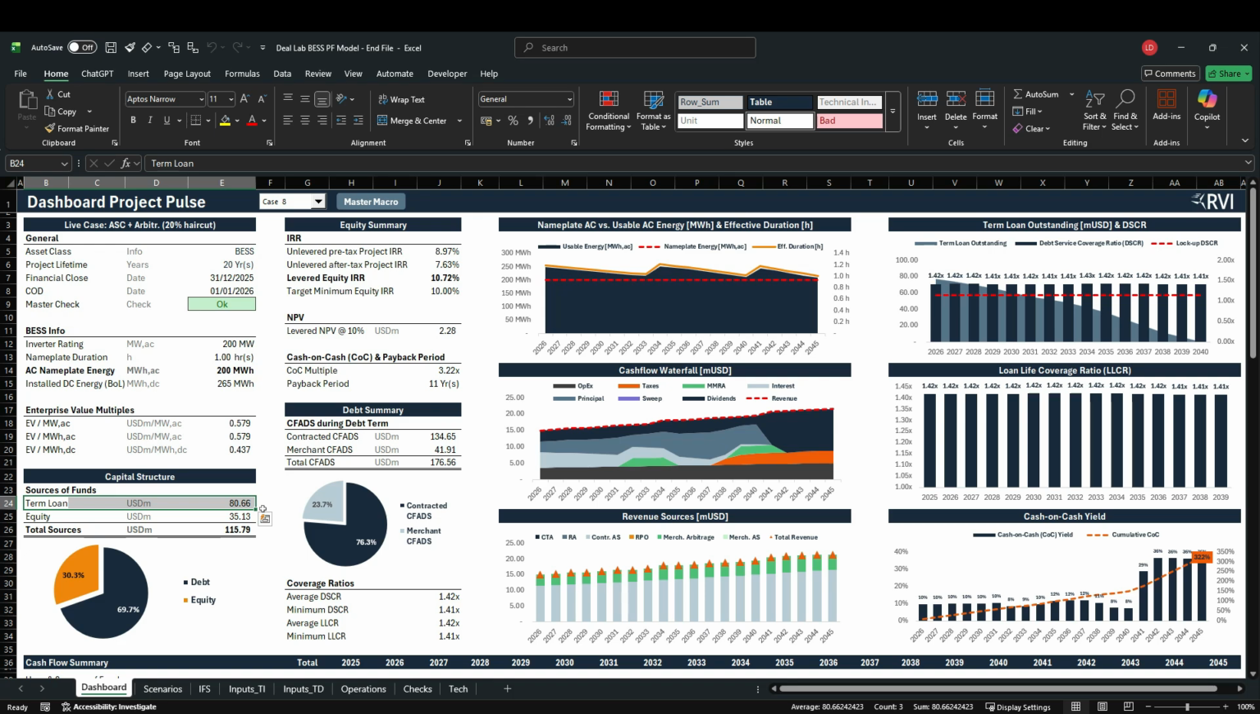And a key concept of this lesson is that we can size the loan by discounting the target debt service at the cost of debt in each period, which is a clean way to avoid a lot of circularity.